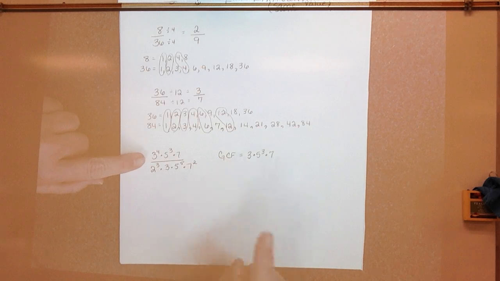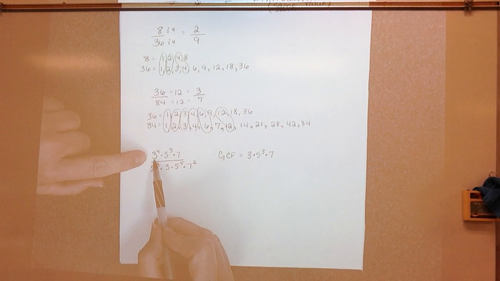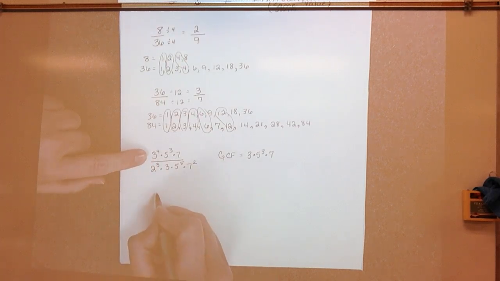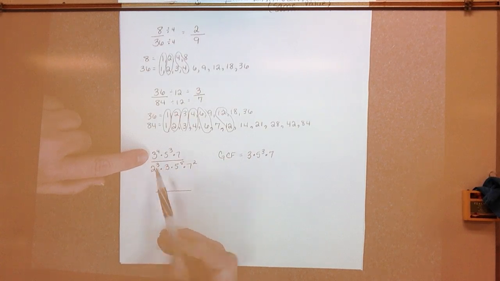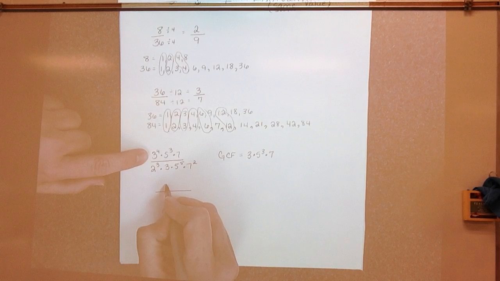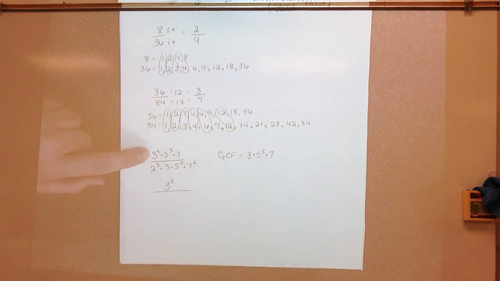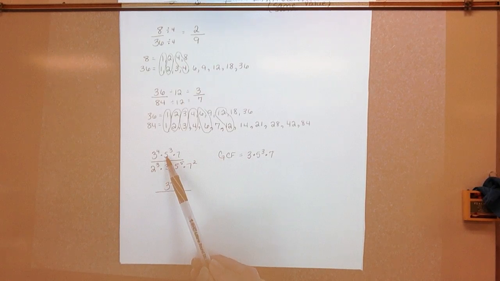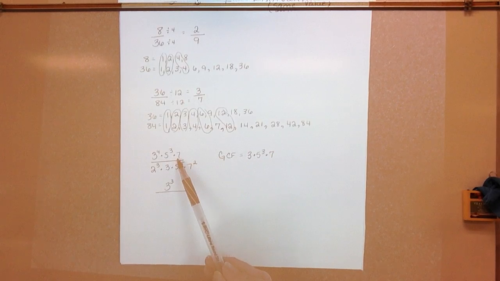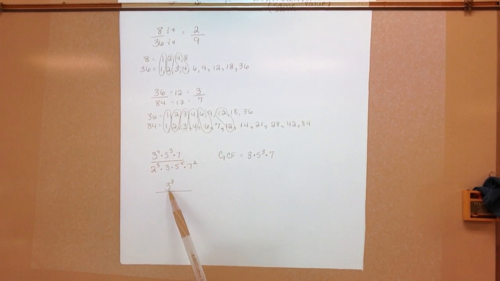Okay? That means I've got to take that GCF out. So if I take out of the numerator 3 cubed, what am I left with? I'm left with 3 more of them, right? If I take 5 cubed out of the numerator, do I have anything left? No. If I take 7 out of the numerator, do I have anything left? No. So the only thing that's left on the top is 3 cubed.